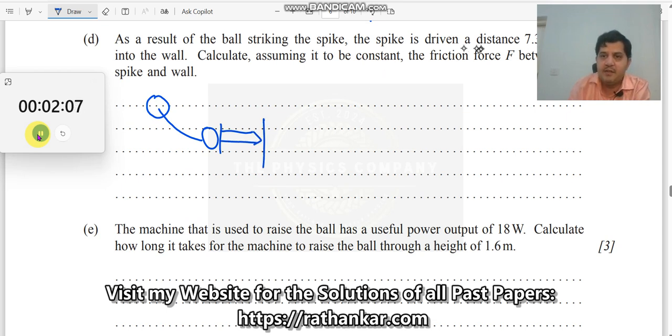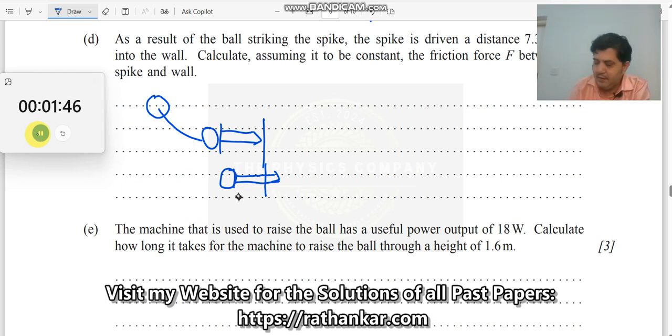The spike is driven a distance of 7.3 times 10 to the power minus 2 meters into the wall. So as a result of it, what happened? The spike went like this over here. This is the wall, so it went inside like this. So the ball along with the spike went like this. Assuming it to be a constant, calculate the frictional force between the spike and the wall. What is the value of it? That's the question.